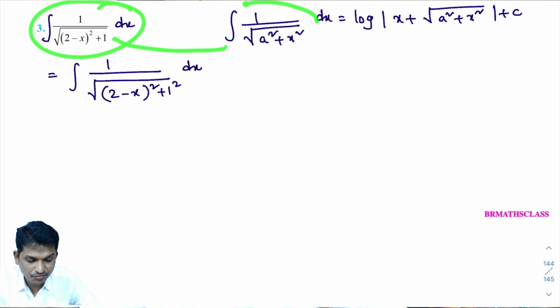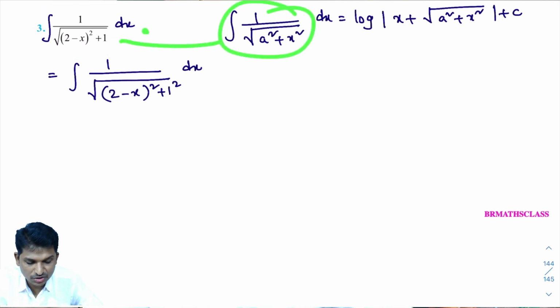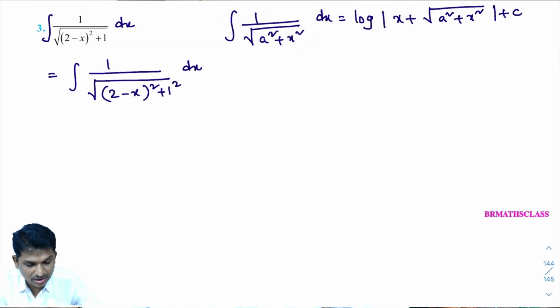You observe this problem. Can I apply this formula to this problem? The point is a square plus x square. Here a square plus x square is there. Listen, a square plus x square, and x square plus a square, both are the same only.